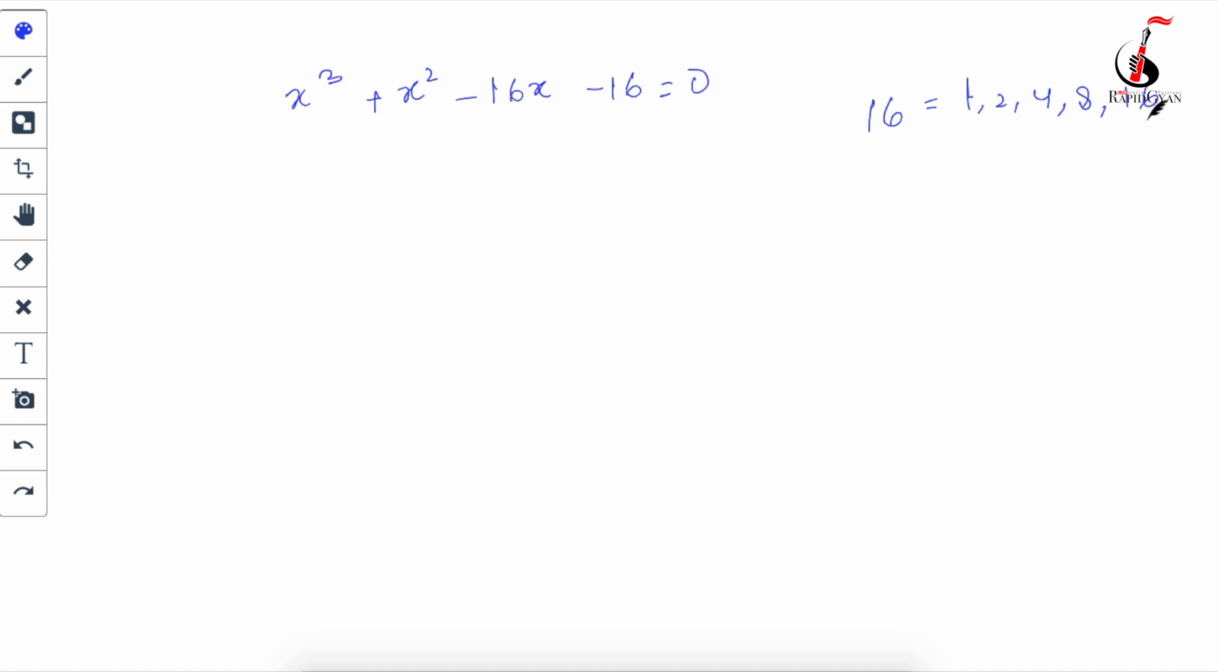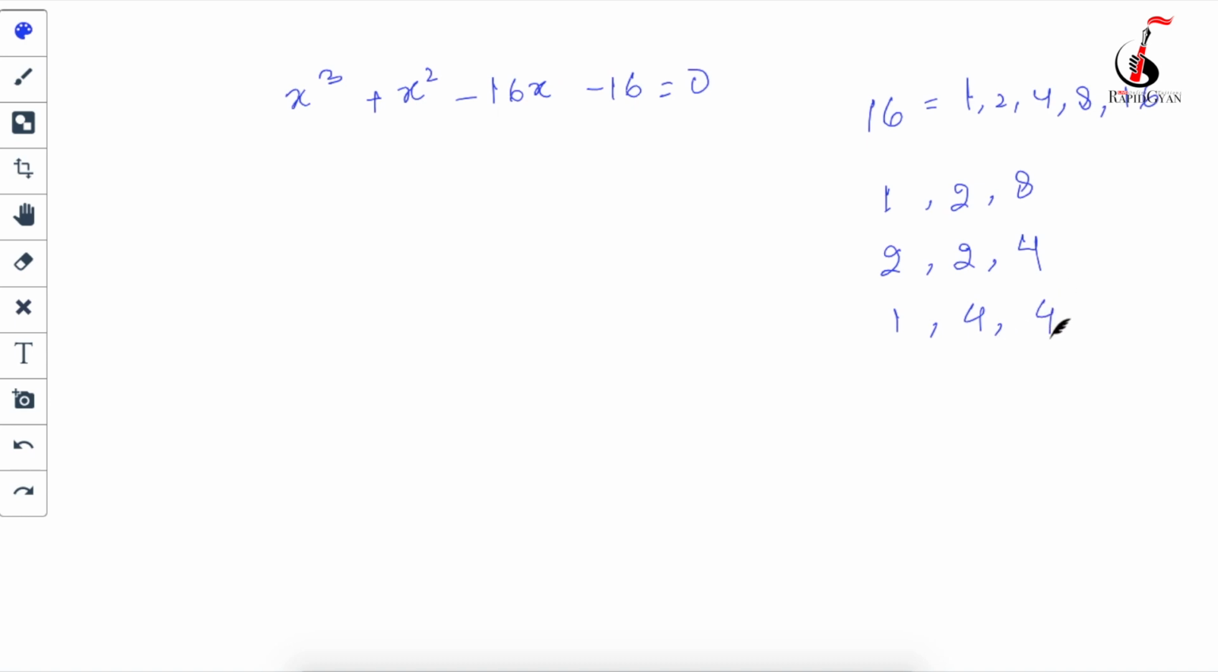Okay, so let's write the combinations. One combination will be 1, first try to get the 16. After that we'll see plus minus. So one will be 1, 2, 8, correct. Another will be 2, 2, 4, that's fine. Another one I can write is 1, 4, 4, that's it.